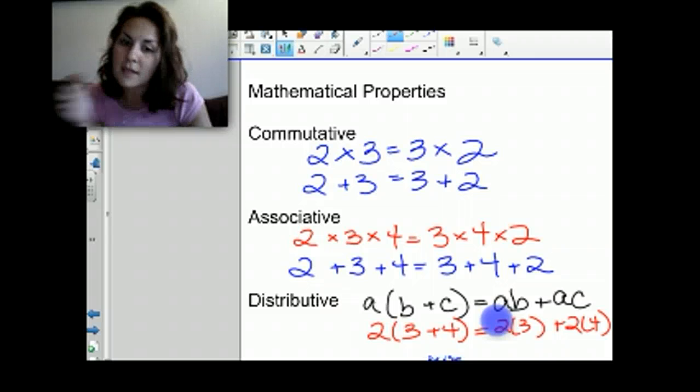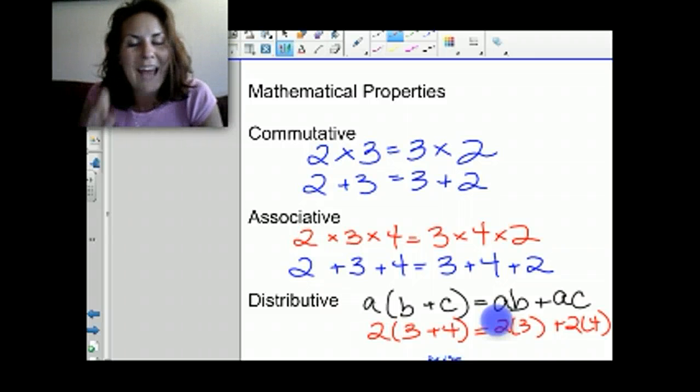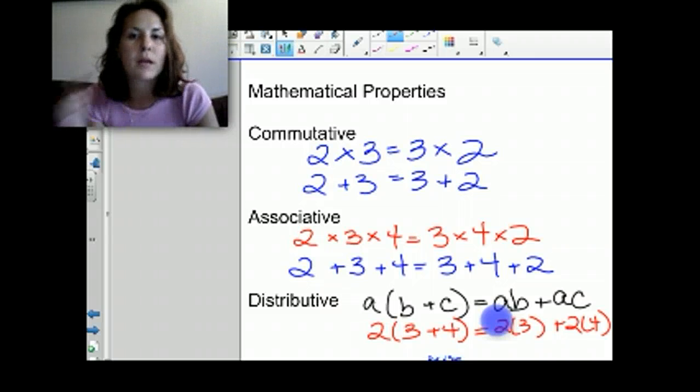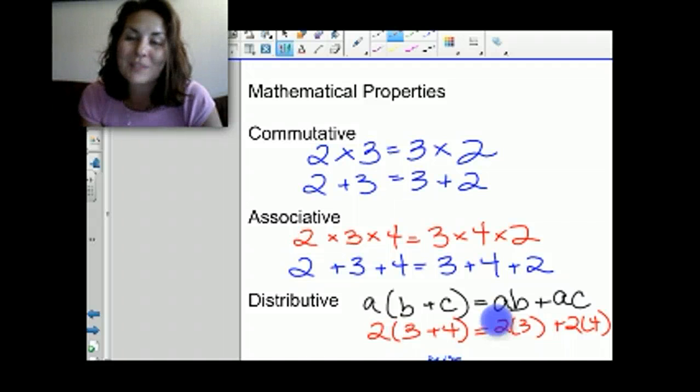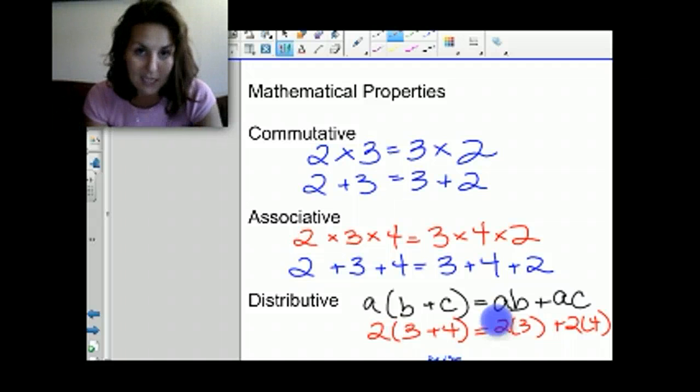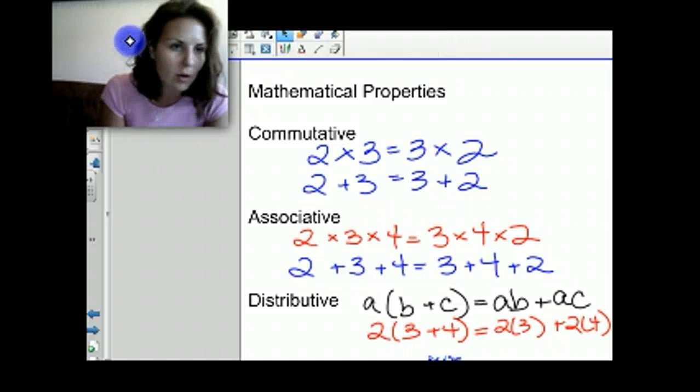Now, I know in that example it seems unnecessary because you would add in the parentheses first. But we're going to get to examples where we use variables that we can't add because they're not like terms. So, let's get to it.